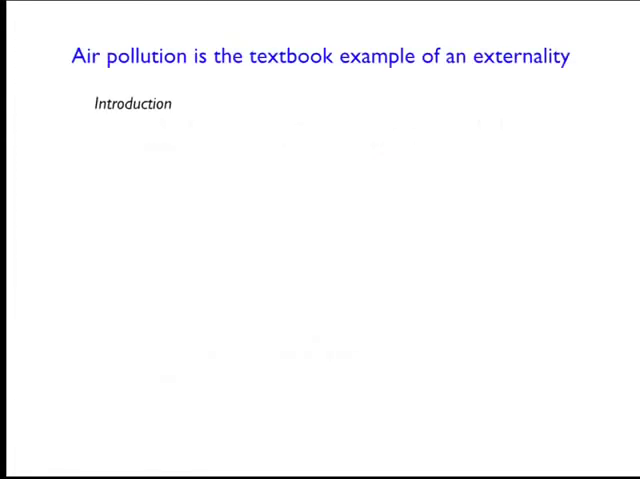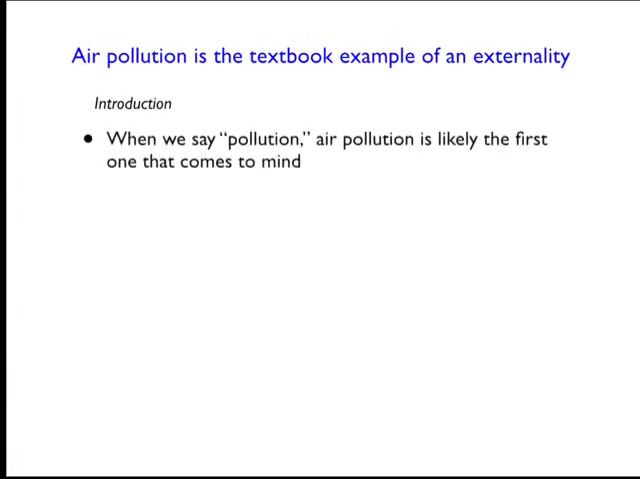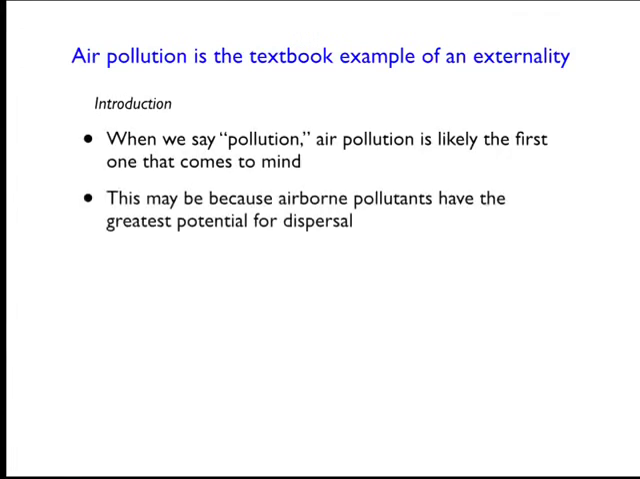So air pollution is really the textbook example of an externality, and it's one that we talked about before, like oil refineries and so forth. I think typically when you just say pollution, people assume that you're referring to air pollution rather than other forms. It's probably because airborne pollutants have the greatest potential for dispersal, so it's really easy for them to go for tens, hundreds, even thousands of miles.